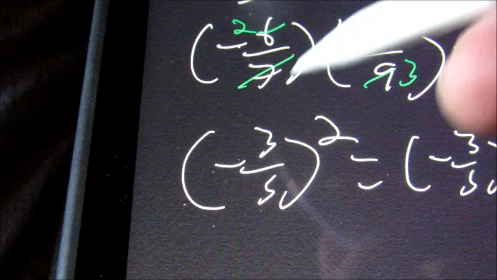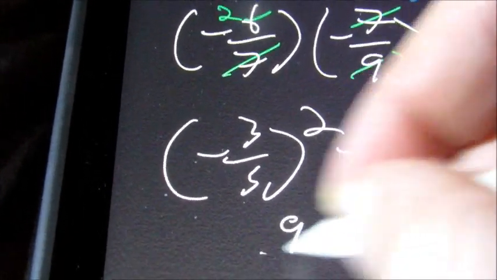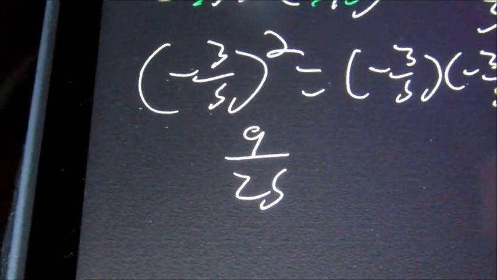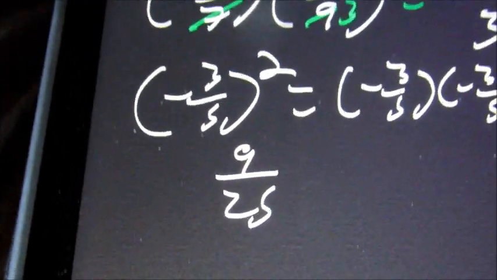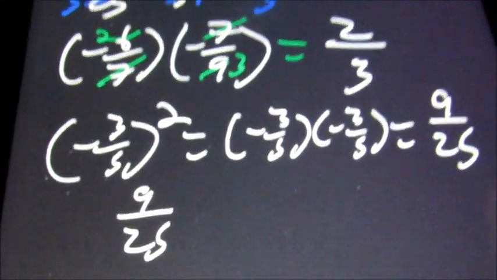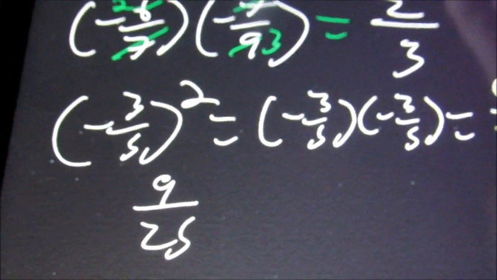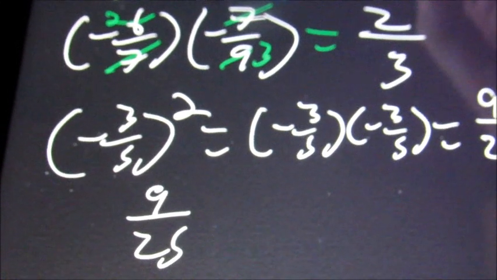Or we could just square everything here. So the negative squared is just going to be positive. 3 squared is 9 over 5 squared is 25. It doesn't matter how you look at this one. You're going to get the same answer as long as you do it correctly. So the next type of thing that you're going to see here are some triangles where you're finding the area.